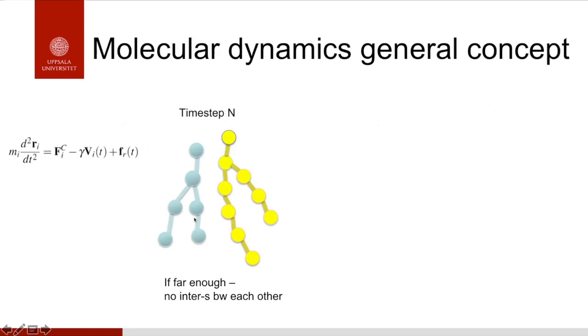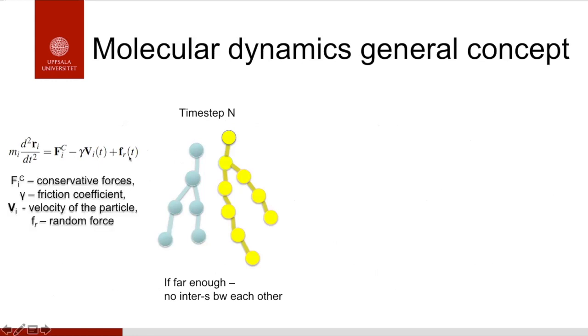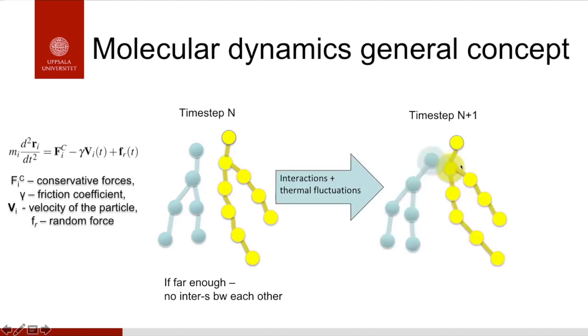But there is, apart from conservative forces, this potential that we described before, there is also friction, so dissipative force, and the random force. And random force comes normally from the thermostat, which again we will cover later. But that might be inducing these thermal fluctuations that can, via either random motion or via some other molecules, push these two towards each other, for instance. And if it happens, then they will start seeing each other, and then conservative force steps in again.